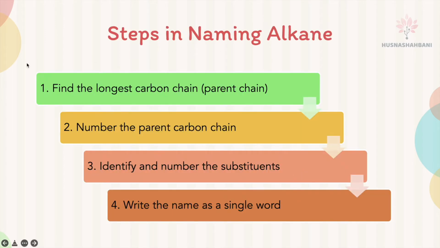Steps in naming alkane. The first step is to find the longest carbon chain. That longest carbon chain will be the parent chain. Step 2, number the parent carbon chain. After you find the longest carbon chain, you have to put a number on each carbon of the parent chain. Step 3, identify and number the substituents. The final step is to write the name as a single word. There is no space in naming. Make sure it is a single word.